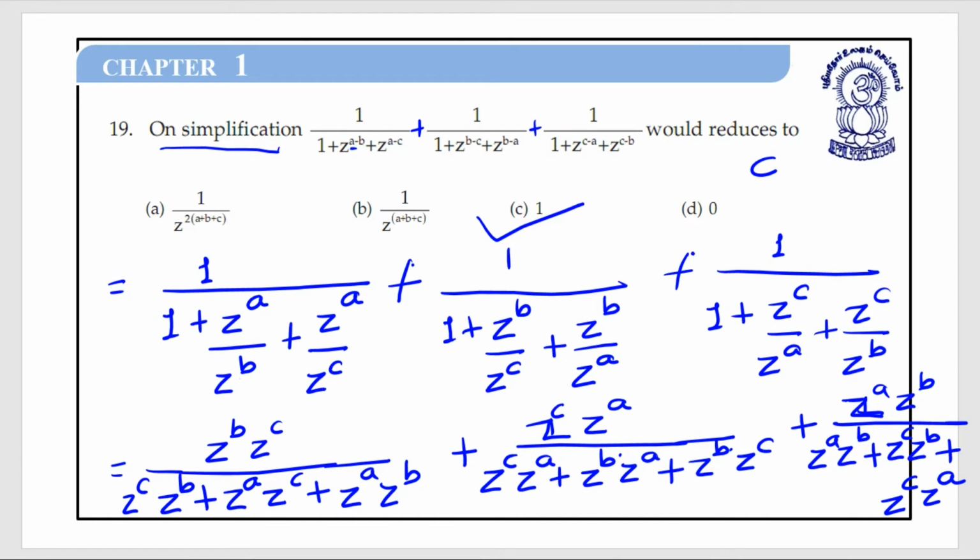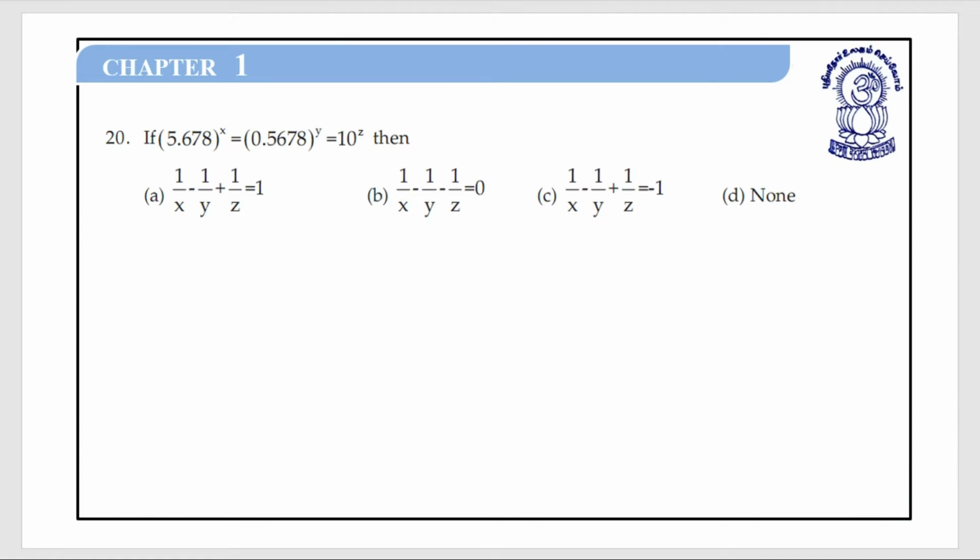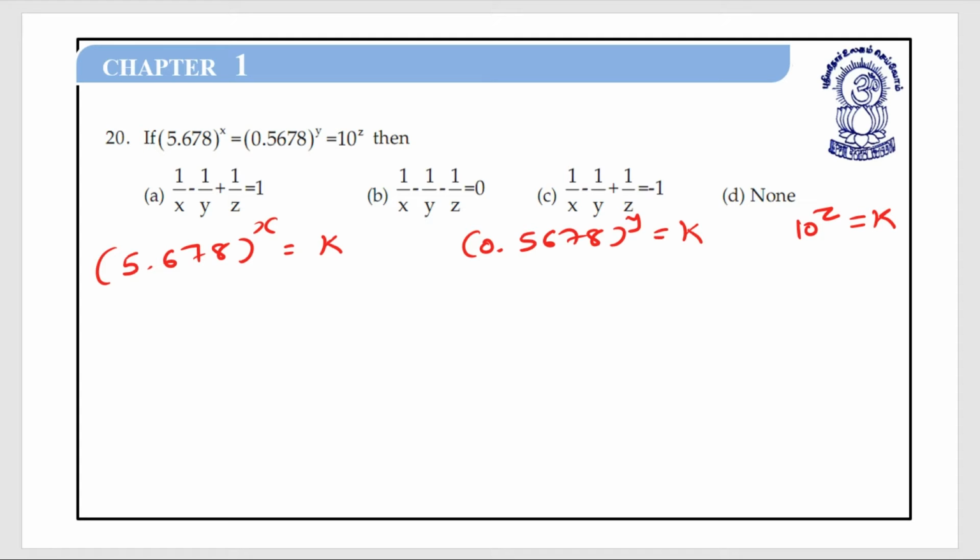Okay, that was question number 19. Now move to question number 20. If 5.678 raised to x is equal to 0.5678 raised to y is equal to 10 raised to z, then here you can take 5.678 raised to x is equal to k, 0.5678 raised to y is equal to k, 10 raised to z is equal to k.